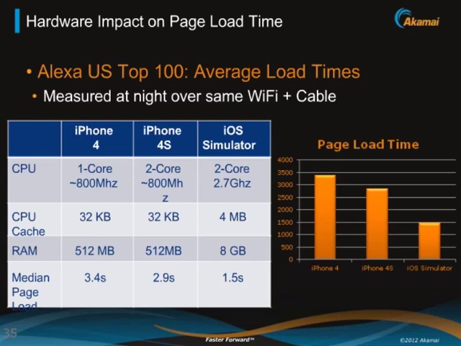And you could still see that even doubling the CPU to 4S created a significant improvement in load time, going from 3.4 to 2.9 average, and then going to the simulator doubled or halved that speed again. So it is significant, and it does matter to your site, even if you're not doing something extremely elaborate with JavaScript. So you want to know about JavaScript.